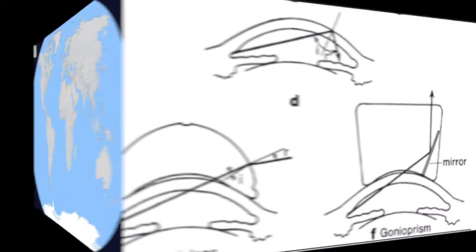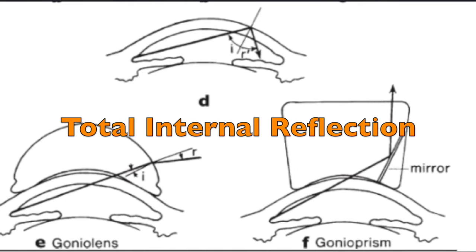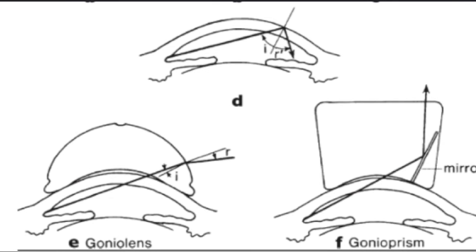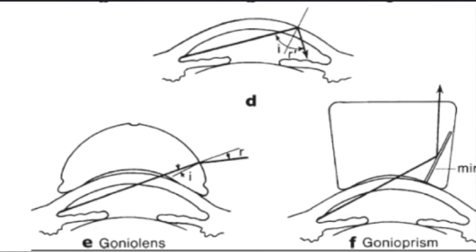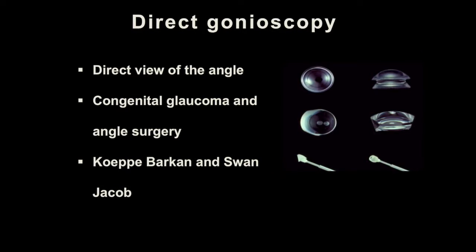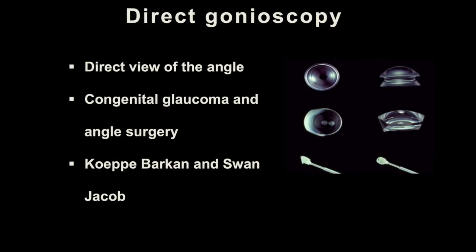Light coming from the angle undergoes total internal reflection at the cornea-air interface. The gonioscope negates this effect and allows angle viewing. There are two types of gonioscopy, direct and indirect. Direct gonioscopy gives a direct view of the angle. It is suitable for congenital glaucoma and angle surgery.